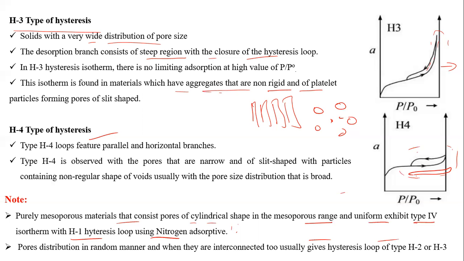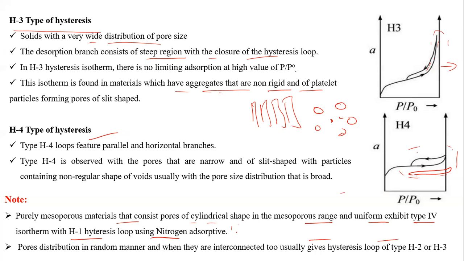Then what we have to do? We have to do the BET analysis of our sample, and then we have to compare our sample with this reference hysteresis loop and isotherm, and after that we can analyze our sample, what kind of surface our sample has, what kind of pore size our sample has. So this is all about our BET.